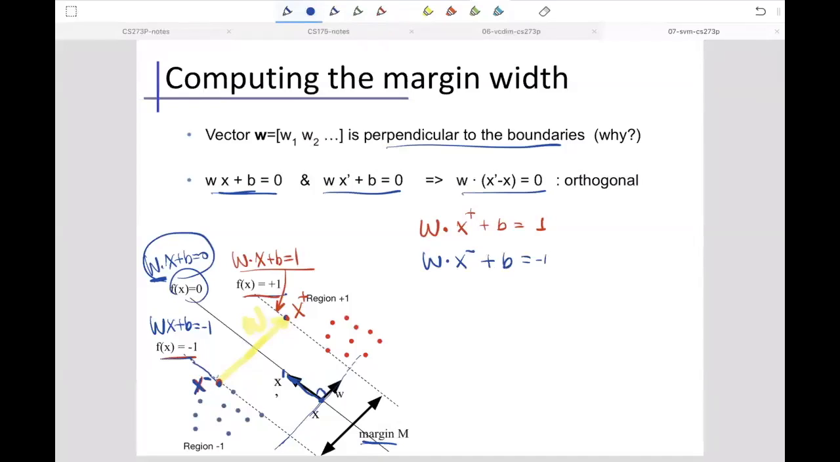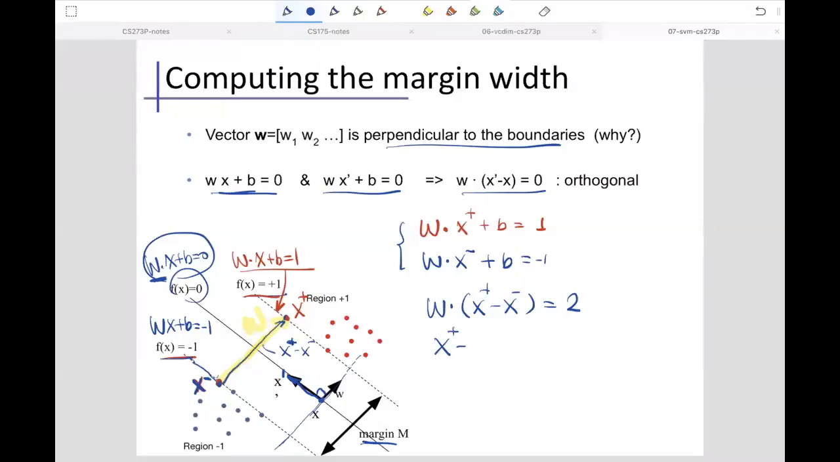Okay. So based on these 2 equations, if we subtract them, we know that w dot (x plus minus x minus) is equal to 2. Here is x plus minus x minus. And then we want to calculate the length of this vector here. However, let's check here.